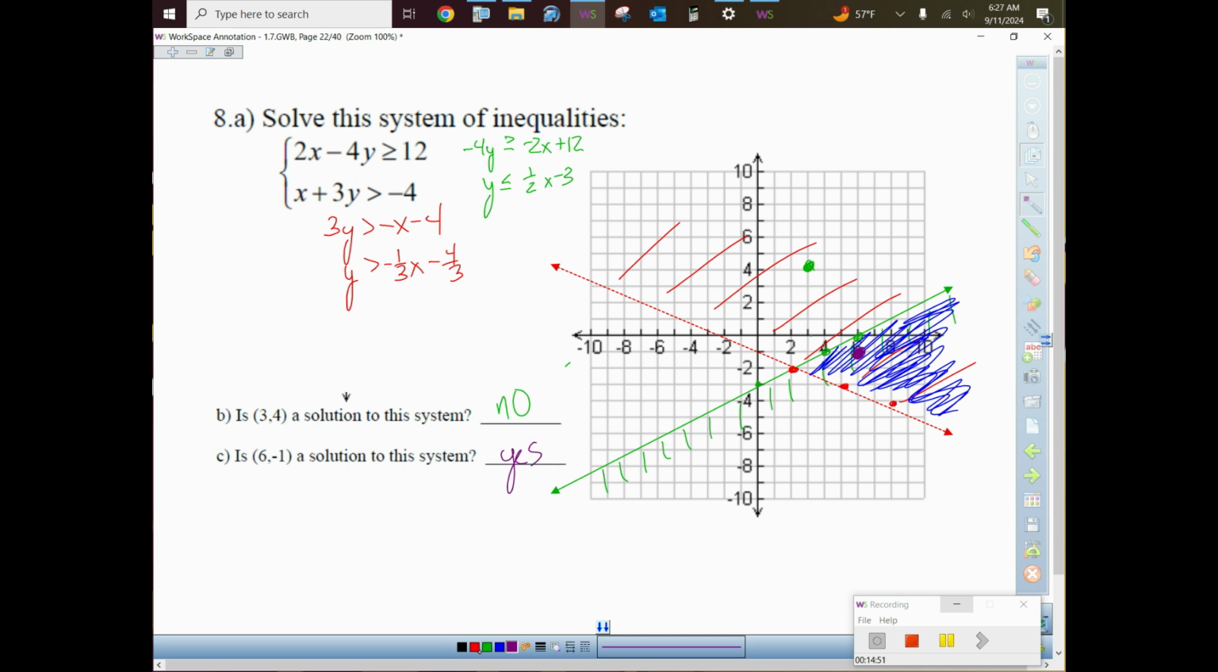I'll make up just a couple more, like is this black dot a solution to the system? That is a no, because it's on that line, and that line is dashed. But if they gave you a point right here, is this a solution to the system? That is a yes, even though it's on the line. That line is solid. So that's the long way to do these.